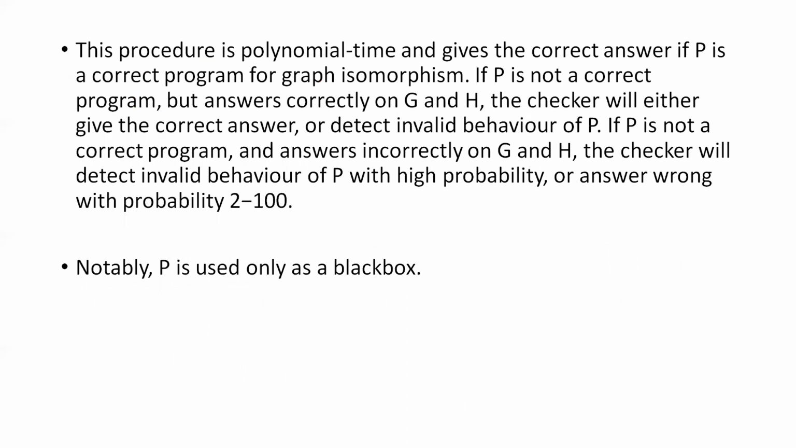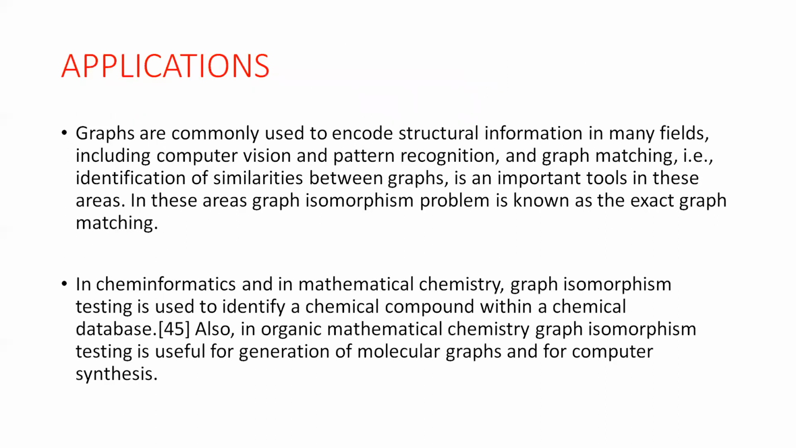Next, this procedure is polynomial time and gives the correct answer if P is a correct program for graph isomorphism. If P is not a correct program but answers correctly on G and H, the checker will either give the correct answer or detect invalid behavior of P. If P is not a correct program and answers incorrectly on G and H, the checker will detect invalid behavior of P with high probability or answer wrong with probability 2 to the power of minus 100. Notably, P is used only as a black box.